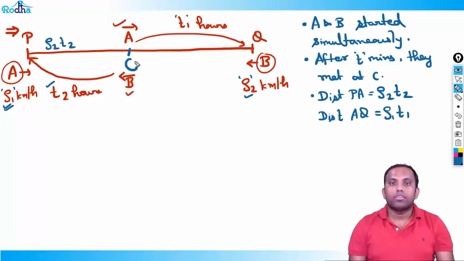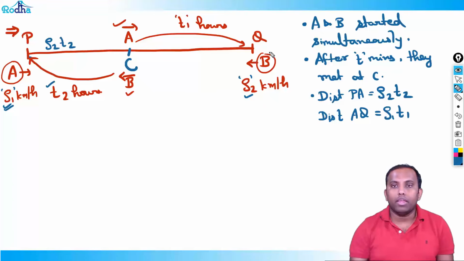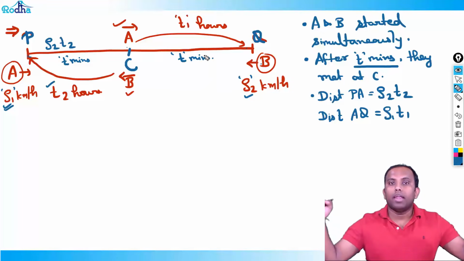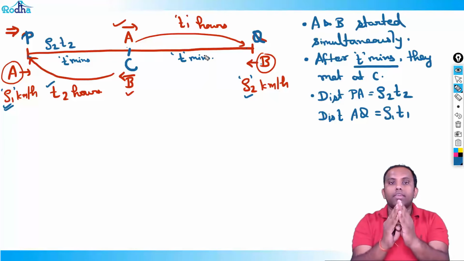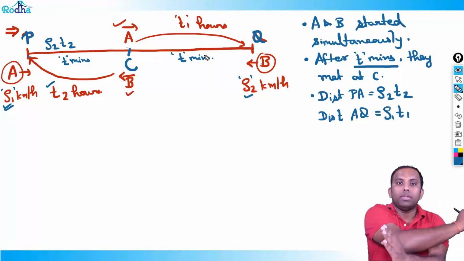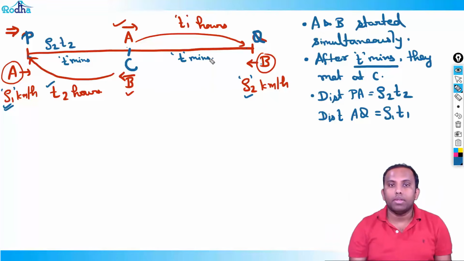Fine. So now this is an important point, right? Since they have taken the same time initially, understand this point. A initially traveled from P to C in t minutes, and B has traveled from Q to C again in t minutes. Both started at the same time, and after t minutes they met at C. After meeting at C, B took T2 hours to reach P and A took T1 hours to reach Q, right?